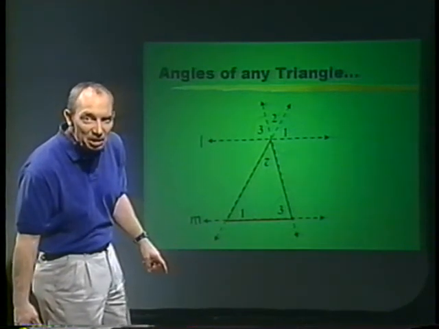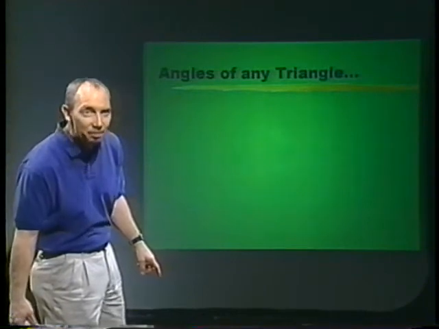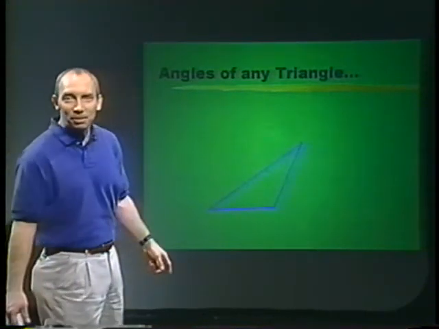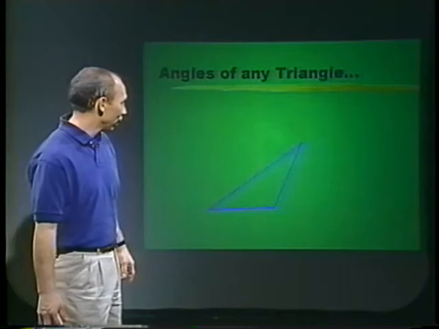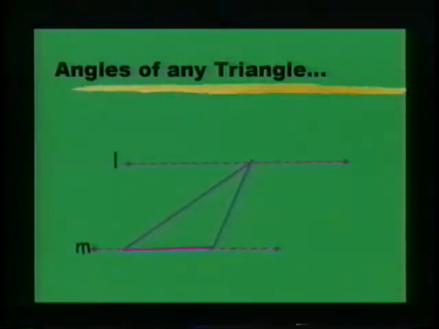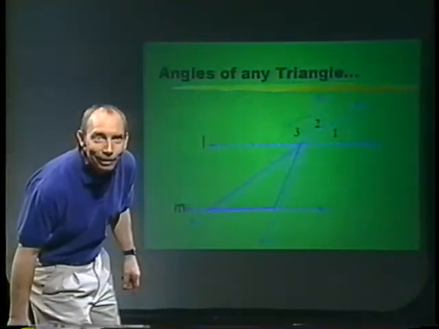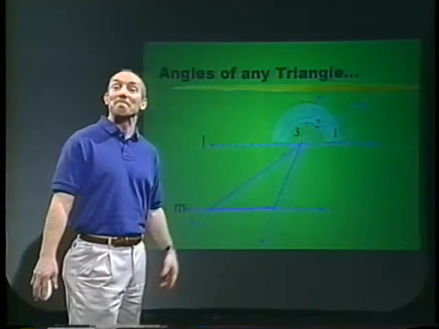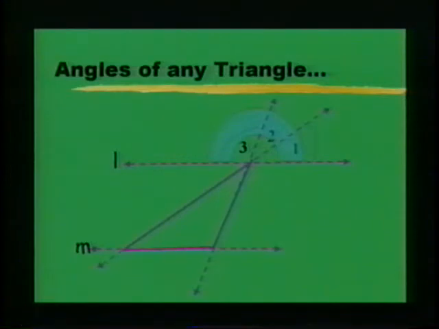Maybe it's a coincidence. Let's look at another one. Here's another totally different triangle. Let's do the same thing. We've got our bottom, and let's draw a parallel with it. Let's extend the sides. Do we have our angles 1, 2, and 3 again? Get your protractor out. I think you can see this. It's not that hard to see. Son of a gun, 1, 2, and 3 again add up to 180.